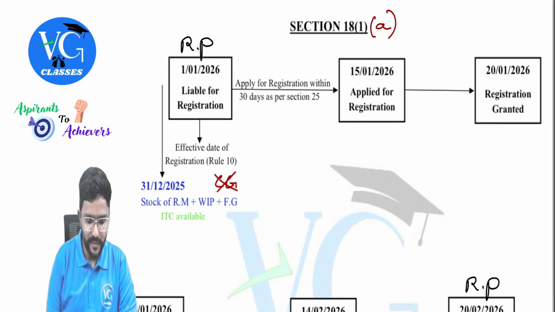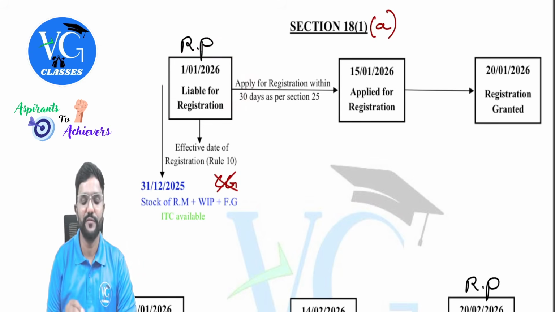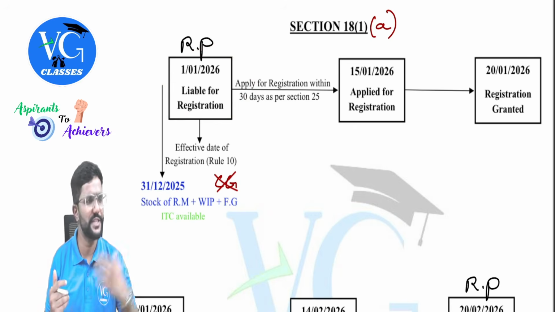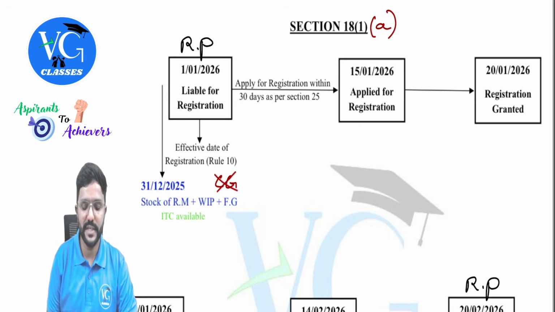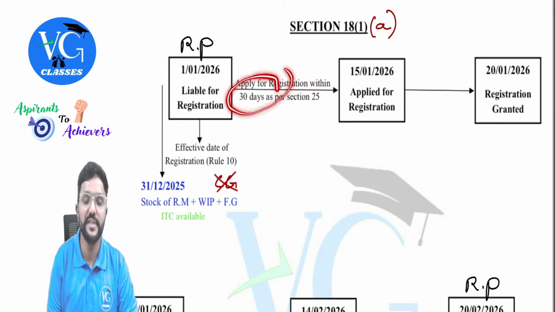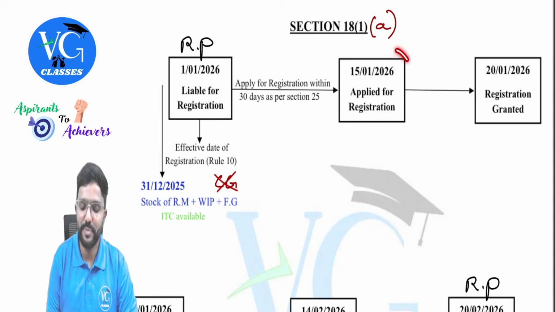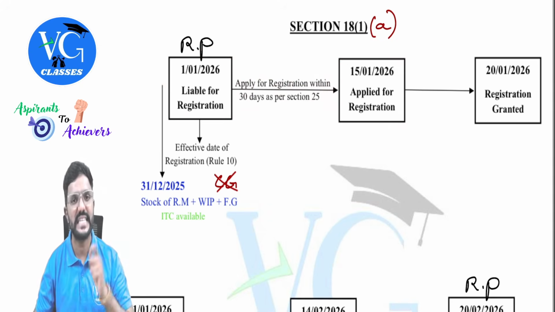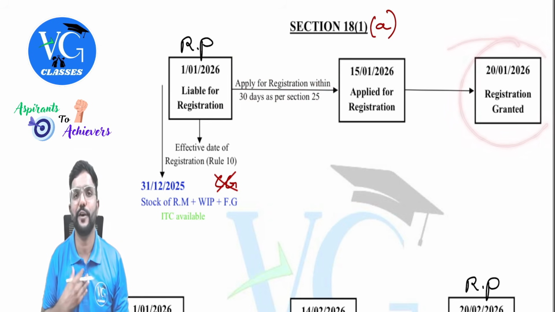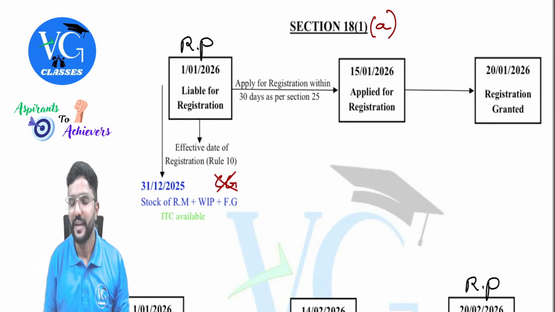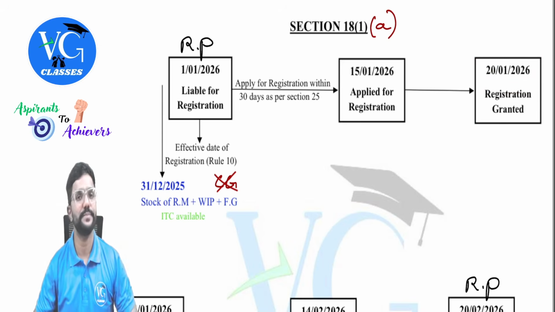Assume I was liable for registration on 1st January 26. I was covered in section 22 or 24, so I was supposed to get registered. As per section 25, I should apply for registration in GST REG01 within 30 days. Assume I have applied in GST REG01 on 15th January, which is within 30 days, and registration is granted for me in REG06, the registration certificate, on 20th January.